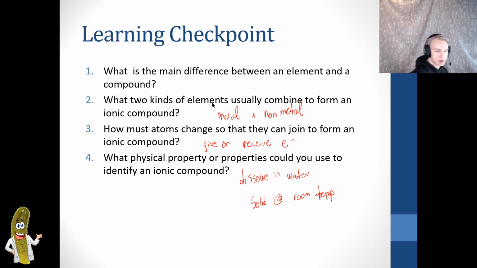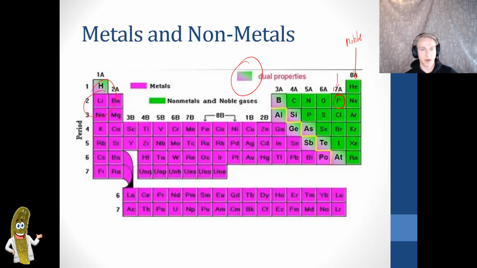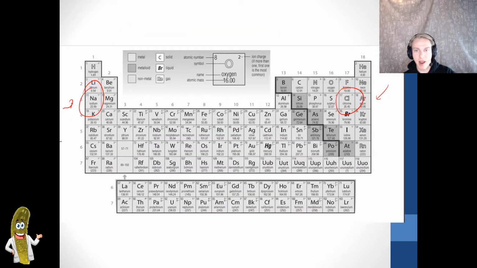Okay, so molecular compounds, just a brief overview of what those are. Molecular compounds, again, are also pure substances that form when two nonmetal elements combine. So again, we had that dividing line. I like my periodic table better because it has a really clear dividing line. But two nonmetals means two things from this side of what's called the staircase. This really thick black line is called the staircase. So it'd be two elements on the right side here combining together.